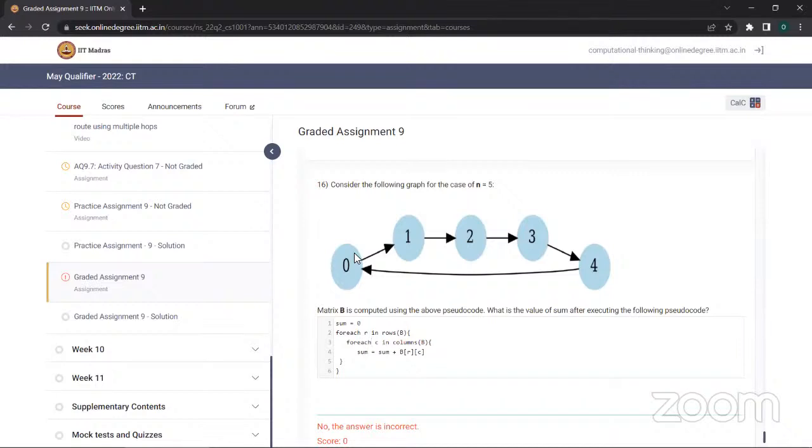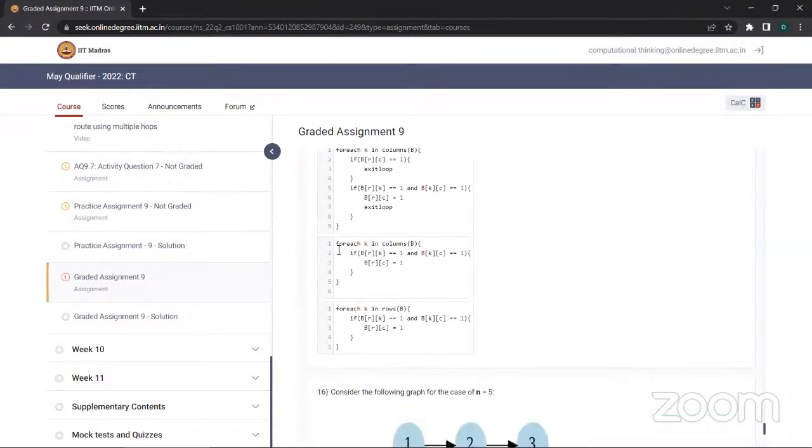Also, how is the third option actually correct, sir? Which third option? K in columns. No, K in rows. Sorry, the last one. Okay, K in rows. This one and the previous block, if you observe, B of R comma K and B of K comma C, where in the first case K is taken as column and in the second case K is taken as row.